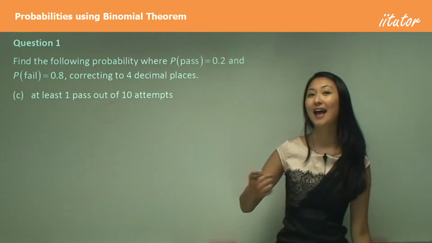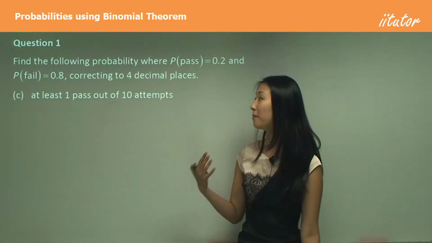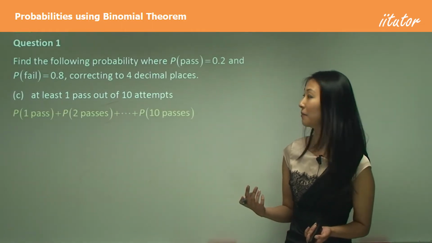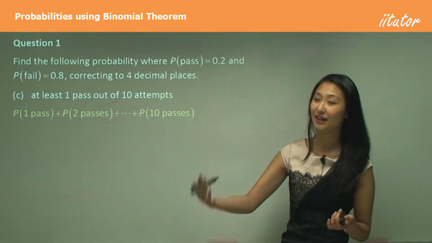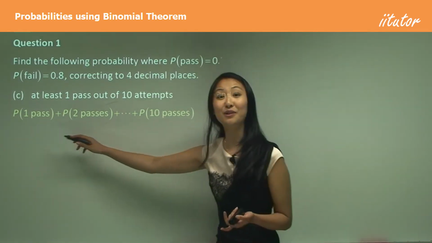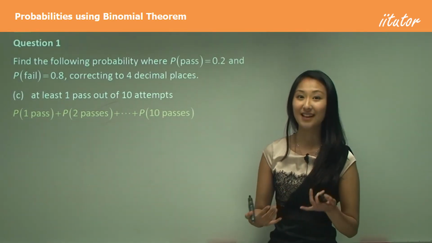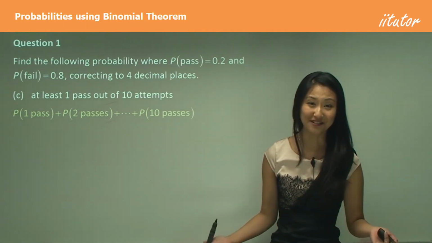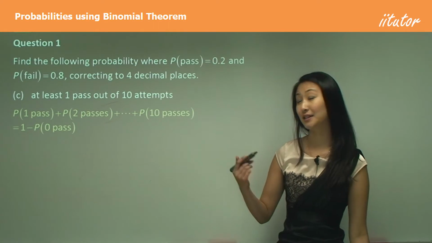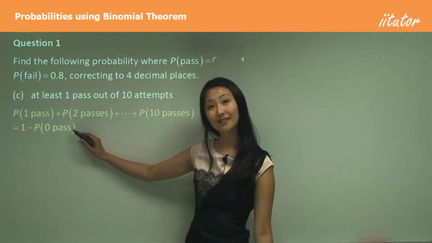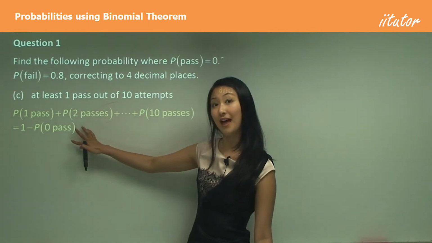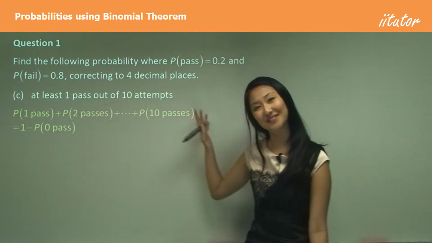So what if there's at least one pass out of the 10 attempts? If it's at least one pass, that means 1 pass, 2 passes, so on until 10 passes. So that pretty much includes everything except for what? Yeah, exactly, except for when everyone fails. So we just want to work out 1 minus the probability of 0 passes, because this is just the opposite of that. 1 minus this equals that.